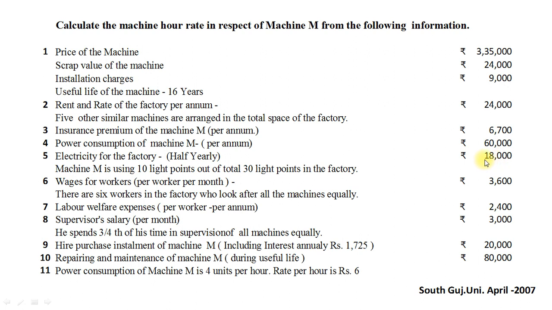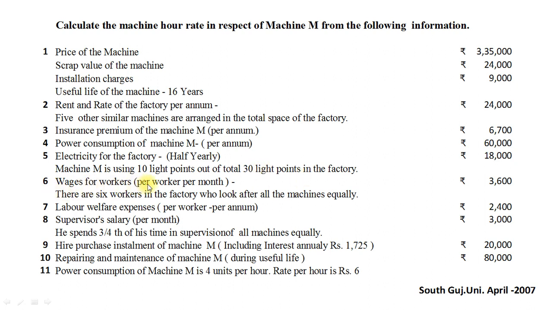So very first we will convert half yearly electricity for factory into annual electricity cost, that is 18,000 multiplied by 2, it would be 36,000. And out of 36,000 we will find the electricity cost for machine M by taking the information of light points. So 36,000 multiplied by 10 light points which are used by machine M, divide by total light points in the factory 30. So finally we will get 36,000 into 10 by 30, that is 1 by 3, is equal to rupees 12,000.